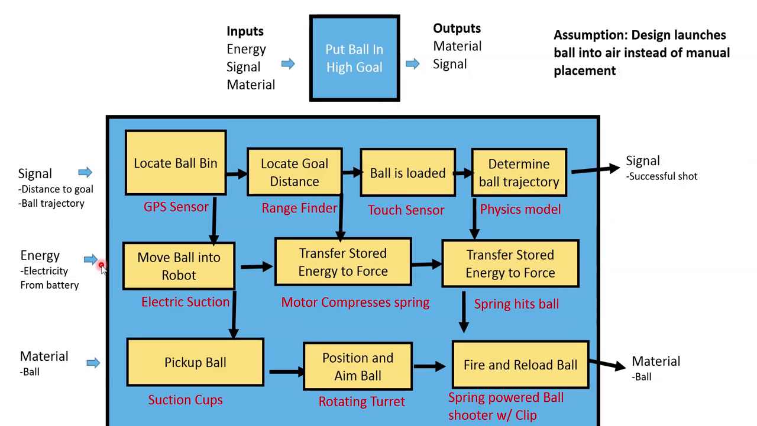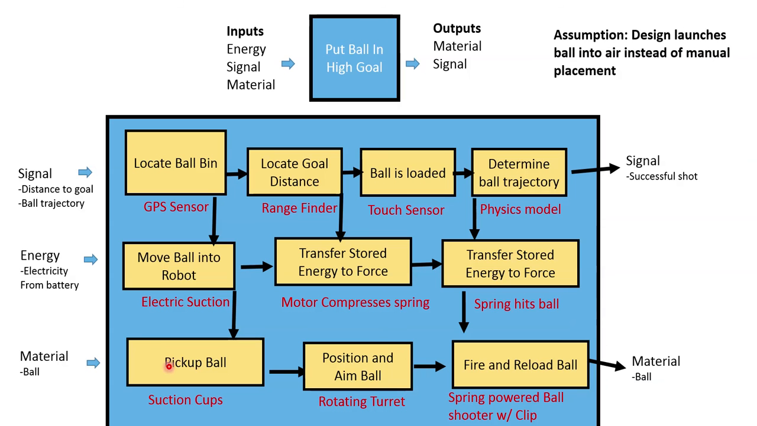Okay, so from an energy standpoint, I've got to move the ball into the robot. We've got to transfer stored energy into a force to move the ball. Now, granted, I'm making the assumption here that the design we're using for putting the ball in the high goal is like an air gun or a spring gun or something that shoots it in the air, rather than a claw or a crane.